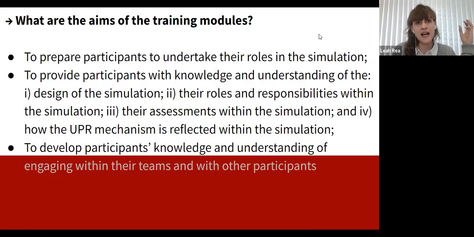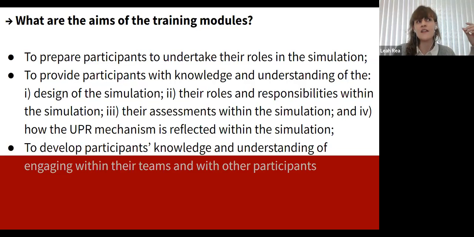And then stemming from that, looking more specifically at what we mean by the knowledge and the understanding that should be gained. So the training program really should provide participants with the knowledge and understanding of what we mean by the design of the simulation, and that it's modelled on the UPR mechanism directly, why we have the assignments structured as they are, how does that tie in to what would be the practical realities of the UPR as a mechanism, what their roles and responsibilities will be as participants in the simulation.